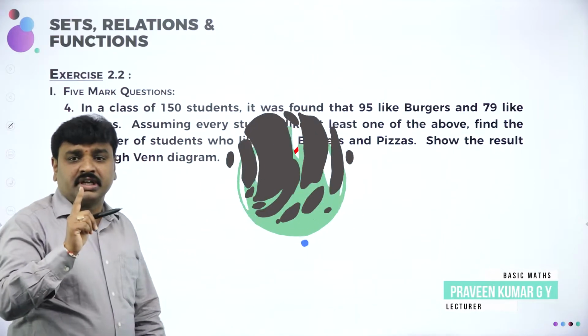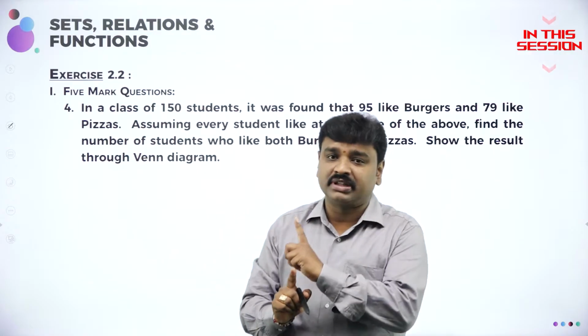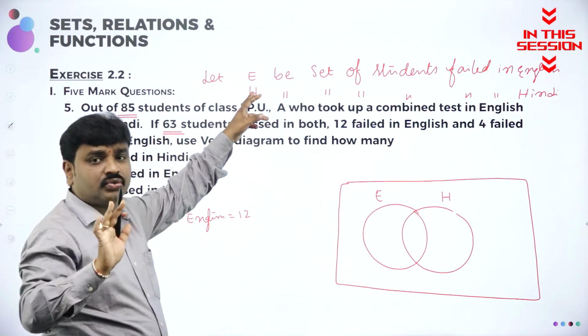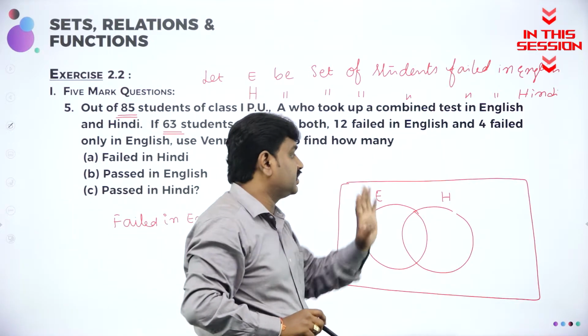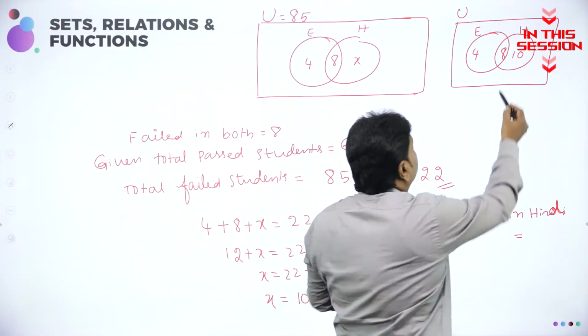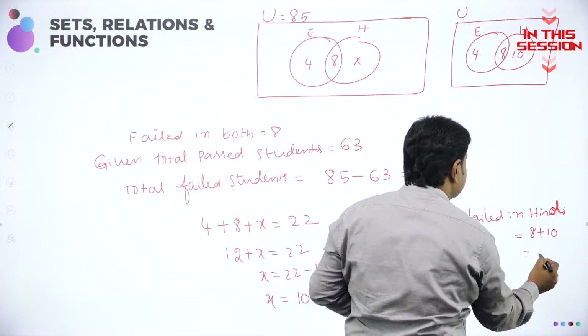Every question can be done by two methods. One is the cardinal number relation method, the other one is the Venn diagram method. E means what? Not the set of English pass students. E is the set of students failed in English. In the Venn diagram, Hindi place is what? 8 and 10. So 8 plus 10, how much? 18 students. Answer is 18.